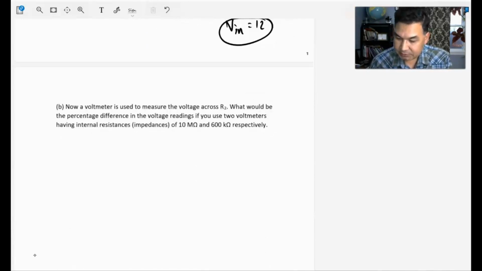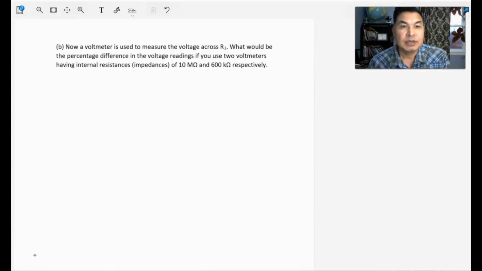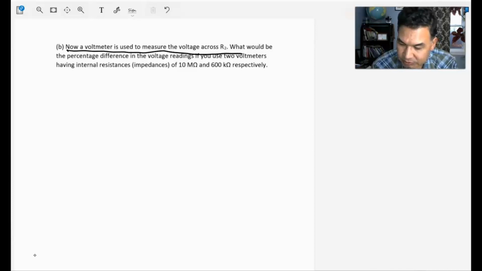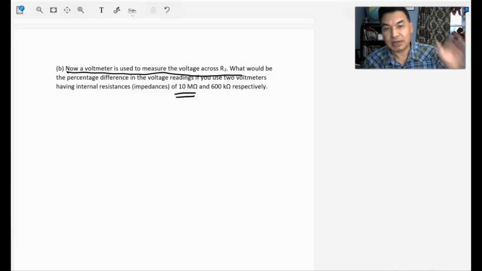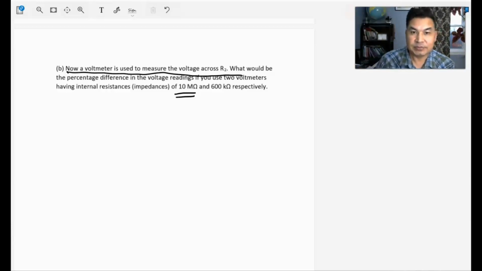Now the next part gets interesting. Now it says, if the voltmeter used in this measurement, placed across R2, is not ideal, and let's say this voltmeter has some internal impedance or internal resistance of 10 mega ohms. Now what would be the voltmeter reading if the voltmeter is not ideal? The voltmeter has an internal resistance or impedance of 10 mega ohms. So what would be the voltmeter reading?